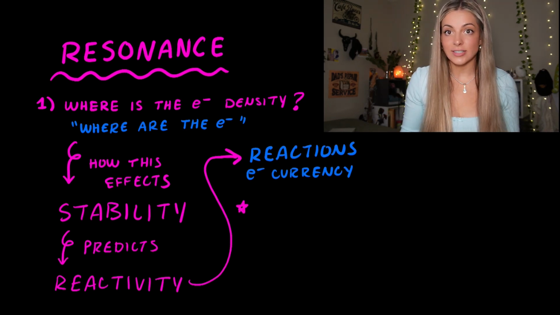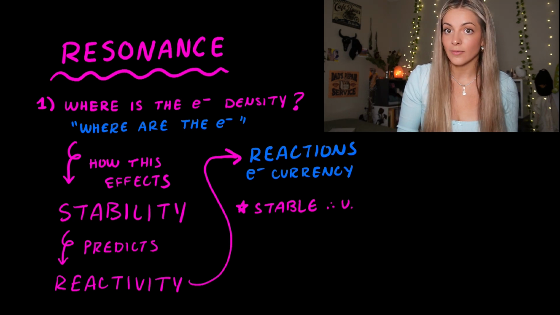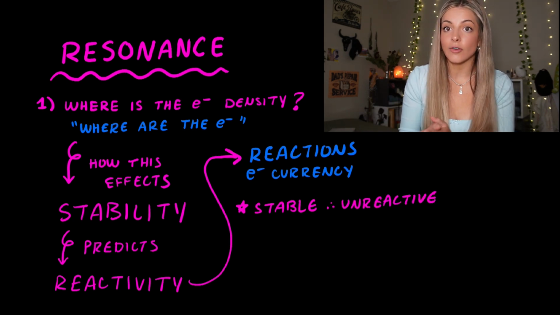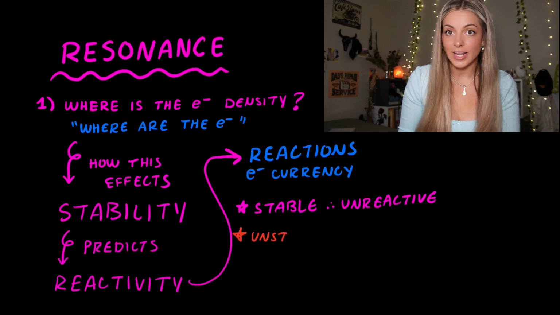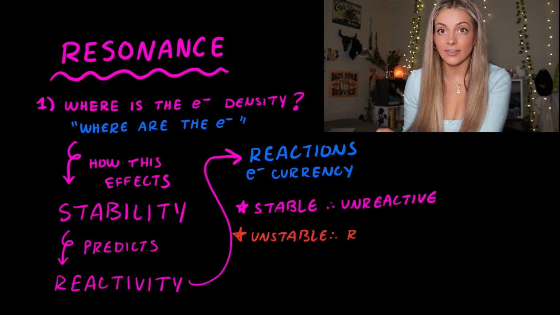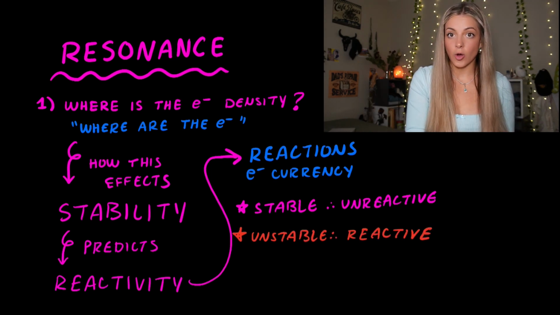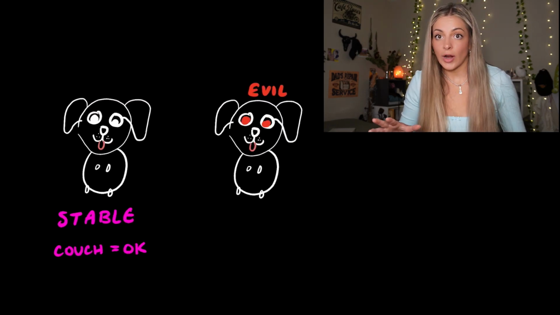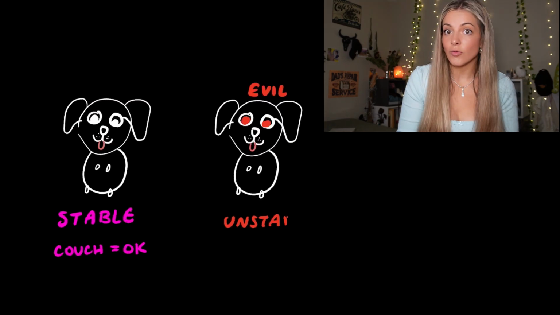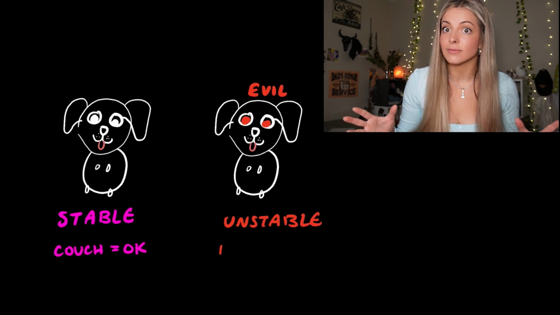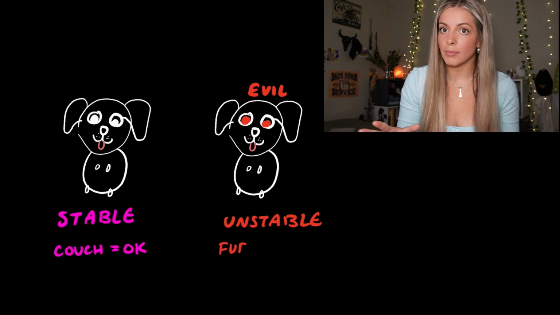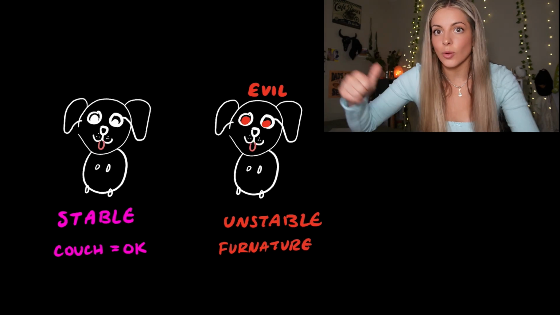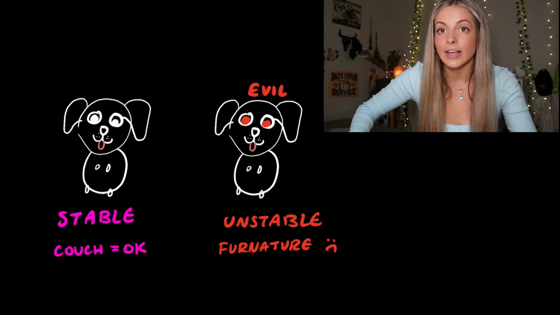So resonance tells us about the stability and the reactivity, which are inversely proportional to one another. If a structure is very stable, it will be unreactive. And if a structure is unstable, it will be very reactive. Think about leaving your dog alone at home. If it's a stable dog, a chill dog, it's not going to rip up your couch. But if it's a crazy, unstable dog, when you get home from work, all of your stuff might be torn apart.